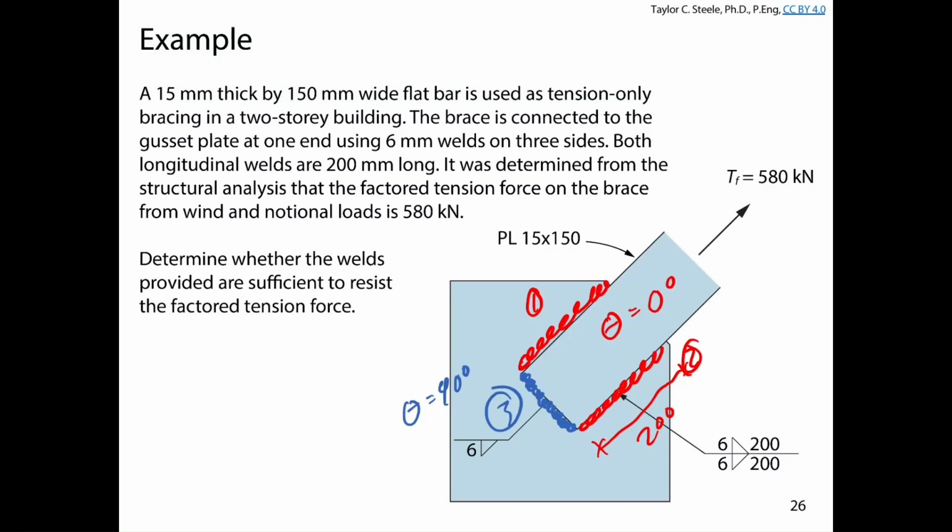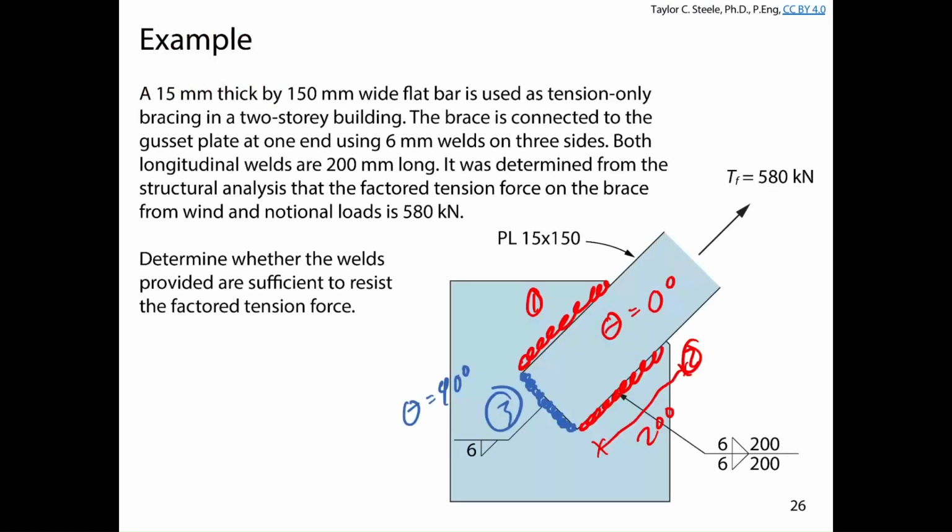We're going to group segments 1 and 2 together because they have the same angle. We'll calculate the total length of weld for those segments, calculate the strength. We'll calculate the strength of the blue segment on its own, accounting for its orientation, and then we'll combine them in a way that makes sense based on the strain compatibility. Okay, so we're going to start with the red welds first.